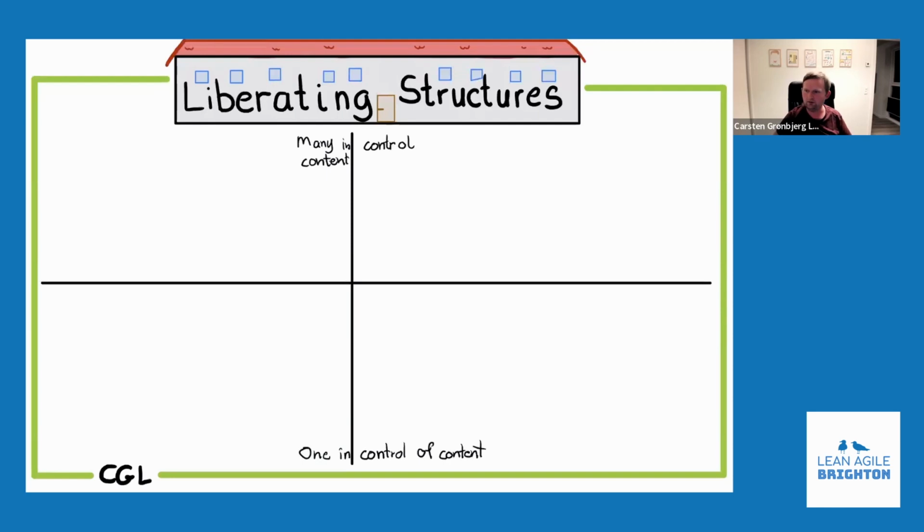The other axis is then who calls the shots. So here it's many shaping actions. So we have many different leads, but also many different people having a say in what we are doing. And in the other end, as you guessed, it's one shaping actions.